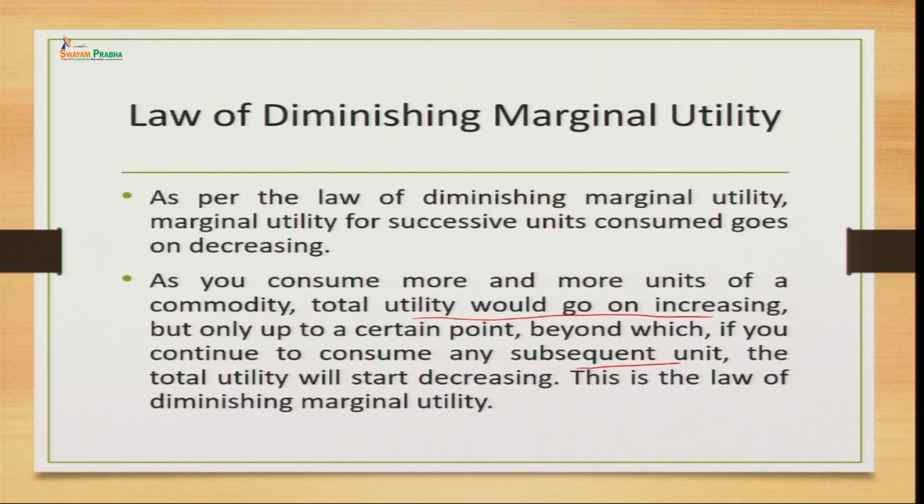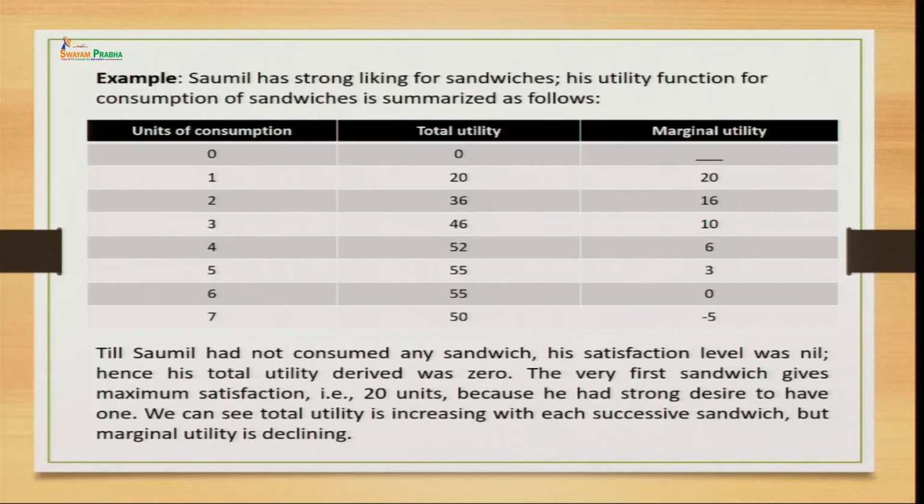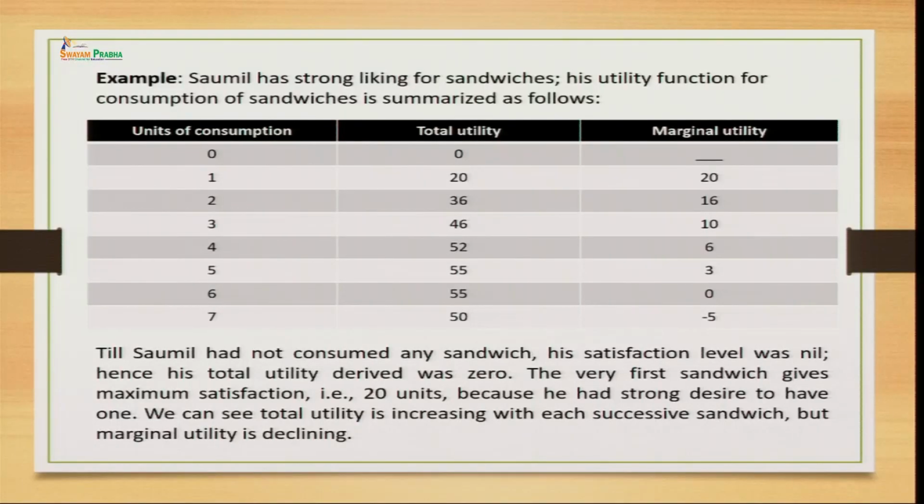So, let me give you a clear understanding of this law of diminishing marginal utility with an example. Let us suppose there is a person named Somil, and this person has a strong liking for sandwiches, right. Now, we are going to calculate the total utility as well as the marginal utility, and here in this first column we are showing the units of consumption.